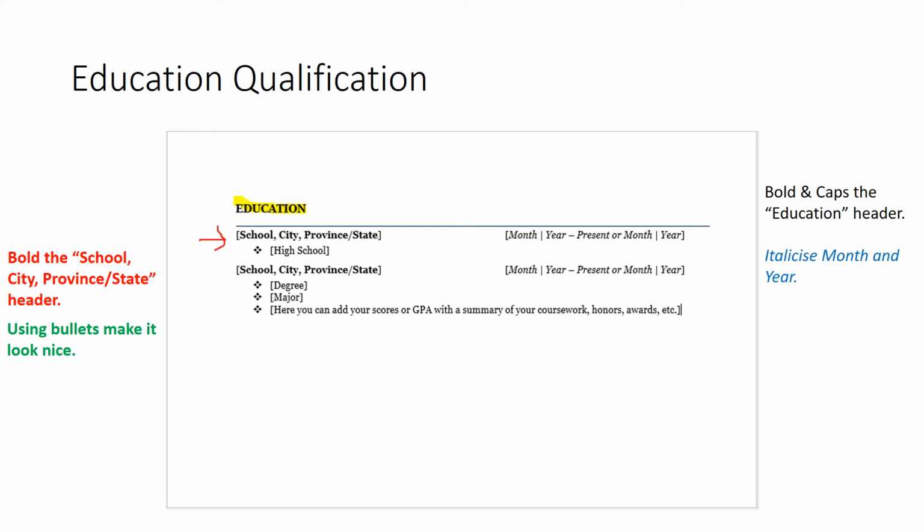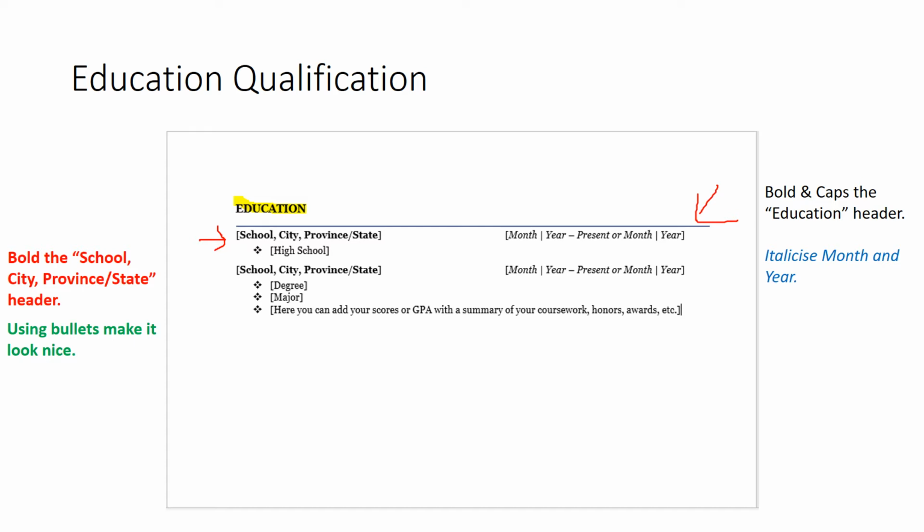Now, if you're still in high school, or even if you've graduated from high school, you can have that information there. It's nice to have, to show that you graduated, you got your diploma. There you would have the name of the school, the city, province or state, and again following the same pattern, the months of when you started and when you ended, or if you're still currently there.